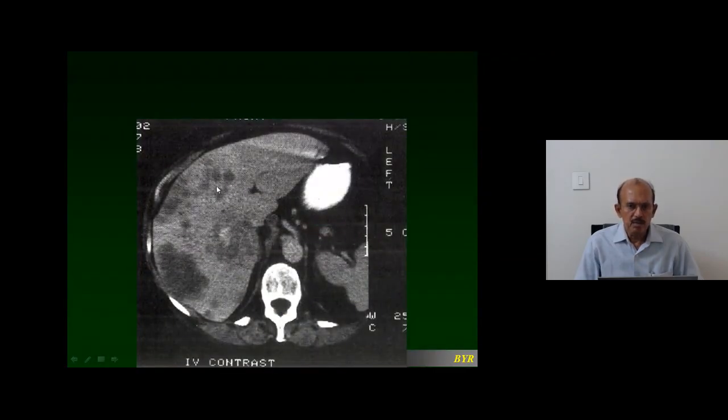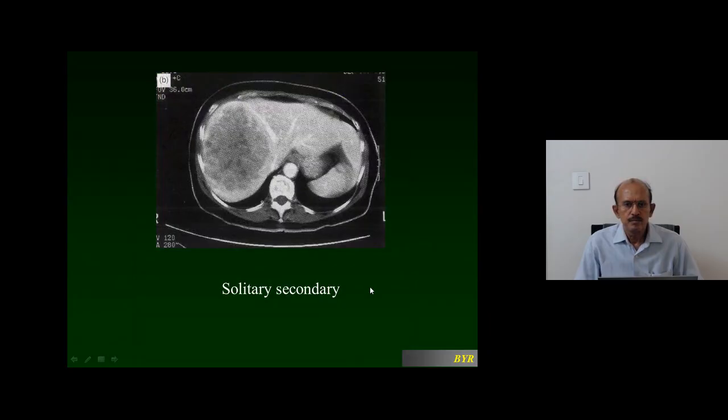So you can see multiple secondaries in the liver. They can be large in size and some of them are very small. They are diffusely arranged. Sometimes there may be a solitary secondary, one large mass in one lobe of the liver. This is usually seen in case of carcinoma of the colon.